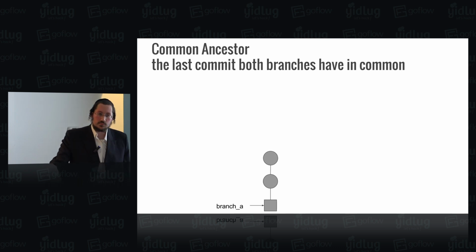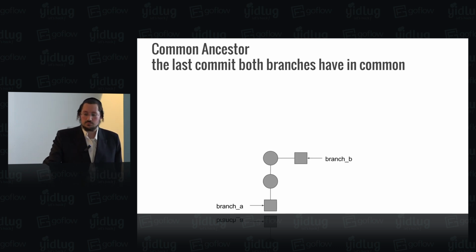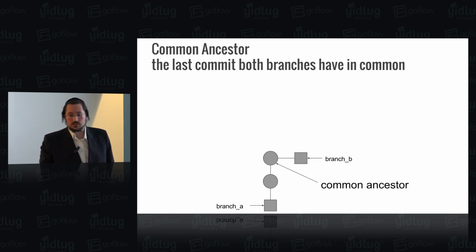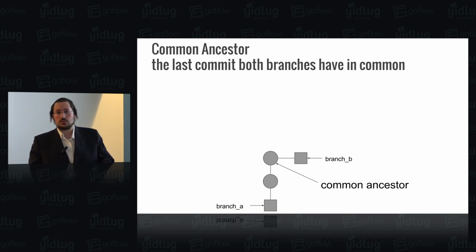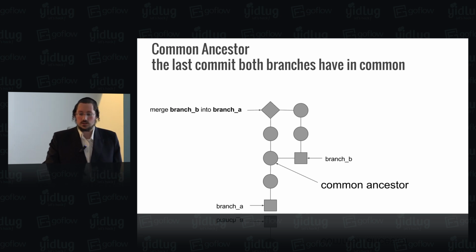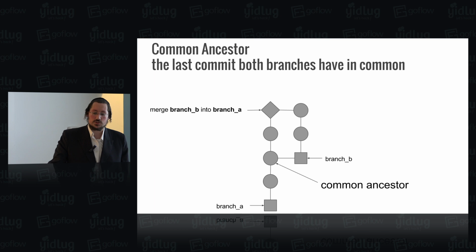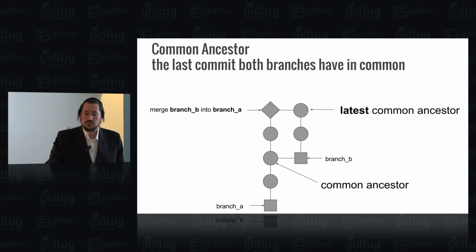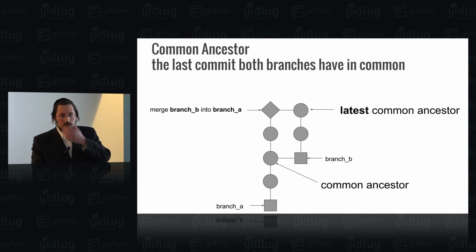So for example, branch A and branch B. Right away, you can see the common ancestor for this branch is the latest commit, because this latest commit is when the two branches are on the same page and they have the same contents. But later on, as things get changed and there's another merge into master, you will see there's a new latest common ancestor.